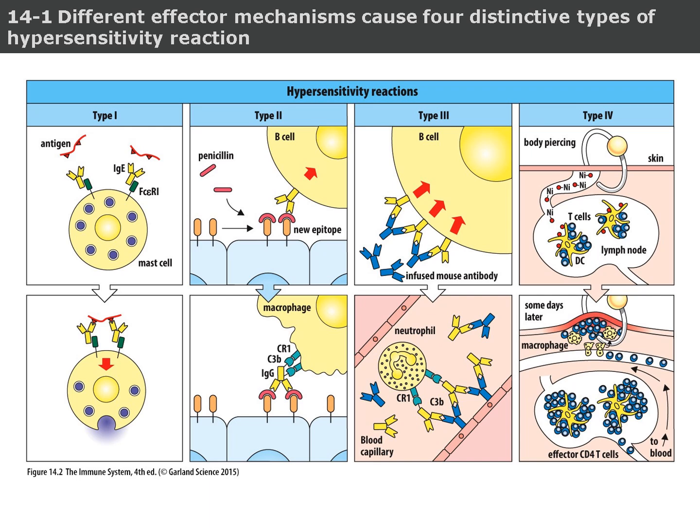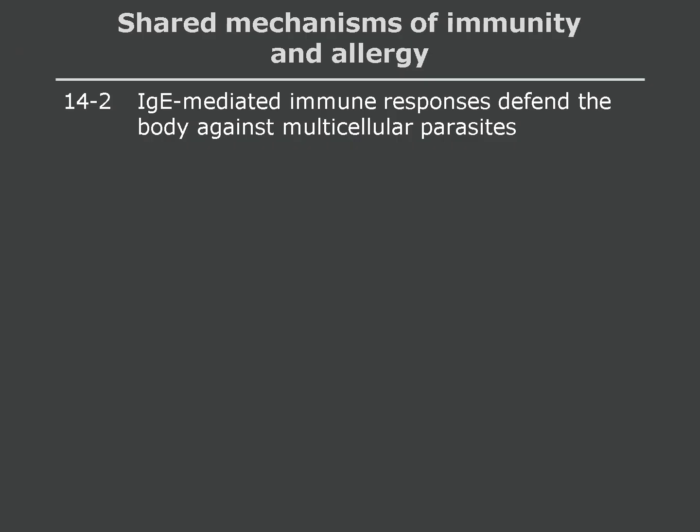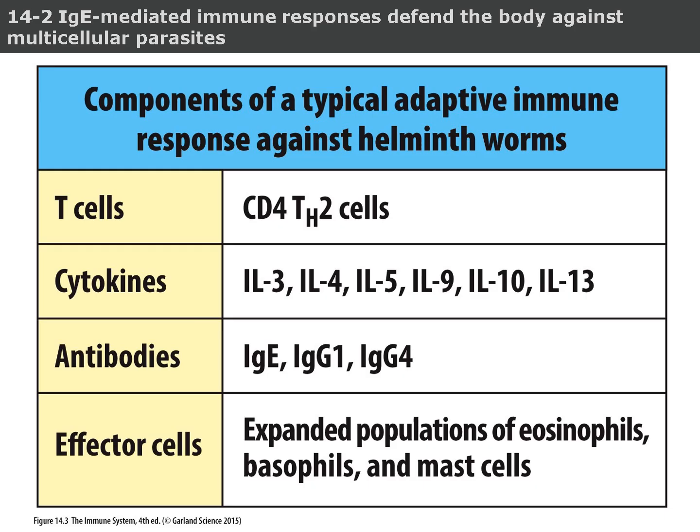This figure shows that although all hypersensitivity reactions involve inappropriate immune responses, the specific immune mechanisms differ significantly between the 4 types. IgE-mediated immune responses defend the body against multicellular parasites. This figure describes the major components of a typical adaptive immune response against helminth worms, which are multicellular parasitic organisms. The T cells involved in this response are CD4 T helper type 2 cells.